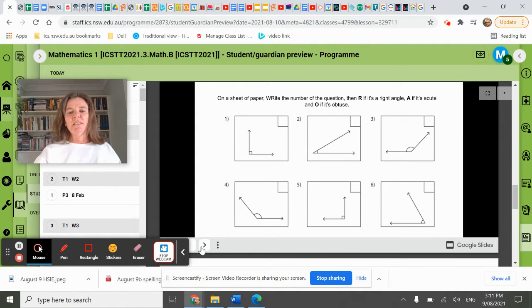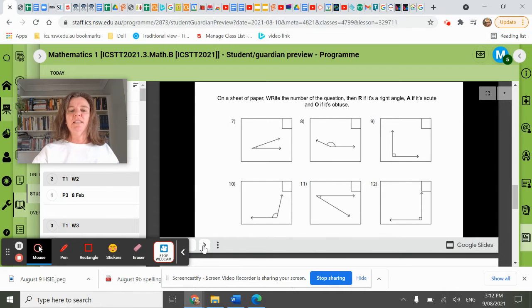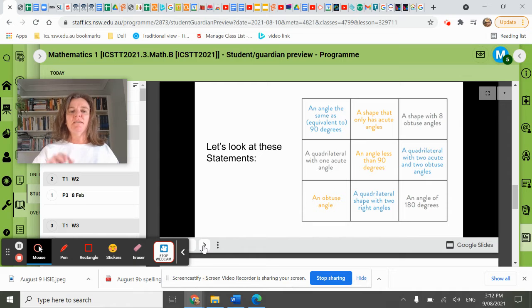Now, your first activity today is to have a look. You'll need a piece of paper and you need to look. Question number 1, what kind of angle is that? If you think it's a right angle, you need to write R. If you think it's an acute angle, you need to write A for acute. And if you think it's bigger than 90, you need to write O for obtuse. So we've got 6 there, and when you go to the next line, there is 6 more for you to see. R for right, O for obtuse, A for acute.